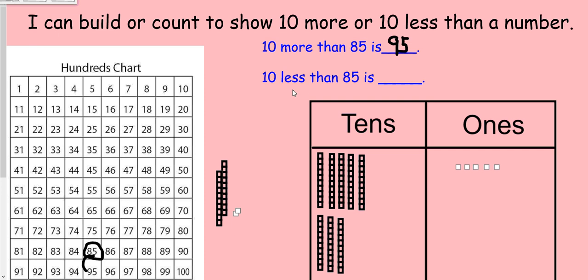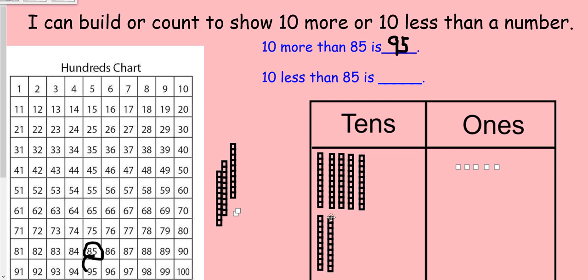If I'm doing 10 less, am I putting more on my chart or am I taking away? I am taking away. 10 less means we need to take away. If I need to take 10 less away, do I take a 1 off or do I take a 10 off? I take a 10 off. I am going to take 1 ten off of the board to show 10 less than 85.